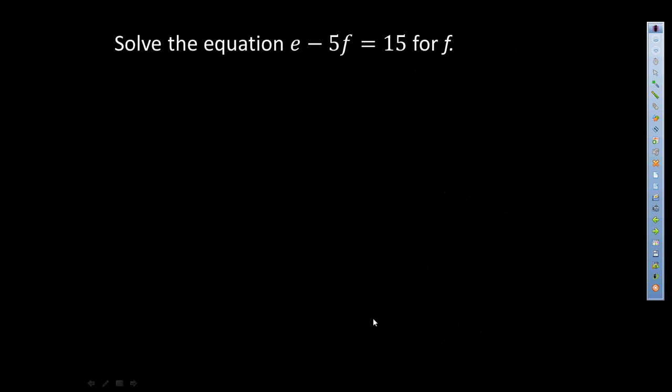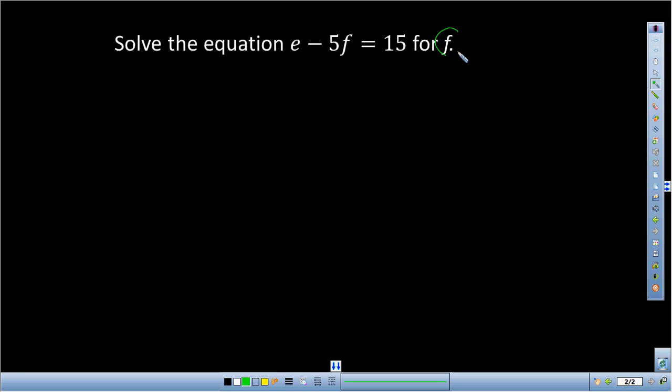Let's take a look at the next example. It says solve the equation e subtract 5f equals 15 for f. So again, we're solving for f, so that's the variable that we're going to isolate in this literal equation. Okay, so I'm going to go ahead and start by writing the equation e subtract 5f is equal to 15.